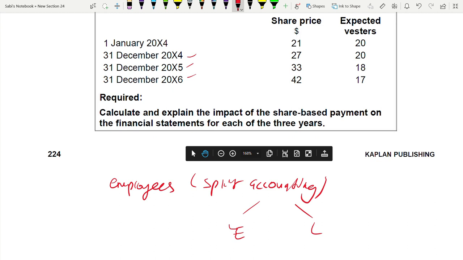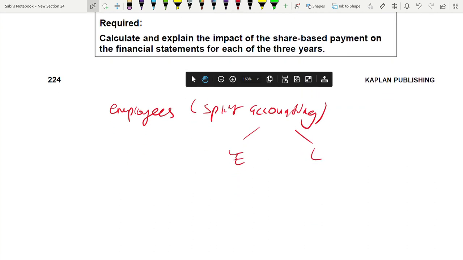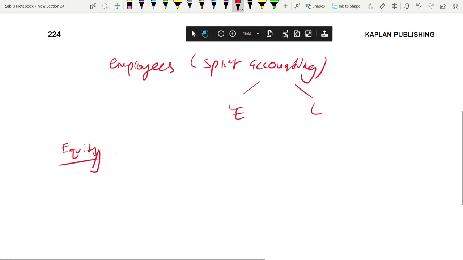First, equity. You have to work out the equity section first. How do you calculate the fair value? In the previous slide we went through that the fair value of the equity component is fair value of the equity at the grant date minus the fair value of the cash alternative at the grant date. So what is the fair value of the equity alternative at the grant date?